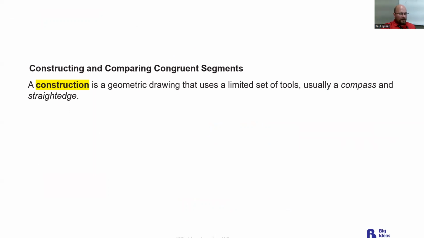Constructing and comparing congruent segments. This is something we're going to do in class with compasses as well. A construction is a geometric drawing that uses a limited set of tools, usually a compass and a straight edge. That's the only tools we're going to use when we're talking about a construction. We're going to get a little practice using them in class tomorrow. There are a couple different types of compasses, which I will cover at the end of this video.